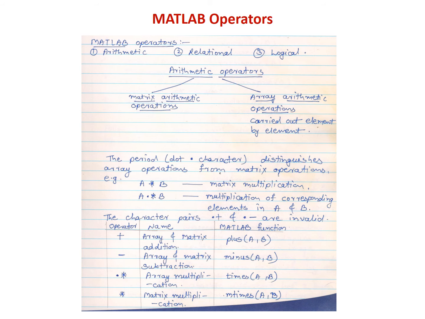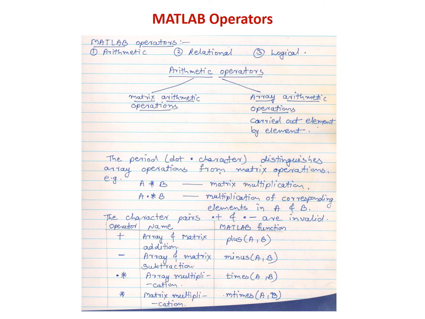That is, A asterisk B is the matrix multiplication, whereas A dot asterisk B is the multiplication of corresponding elements in matrices A and B. The character pairs dot plus and dot minus are invalid. Now the operator plus. The name is array and matrix addition. MATLAB function plus(a, b).